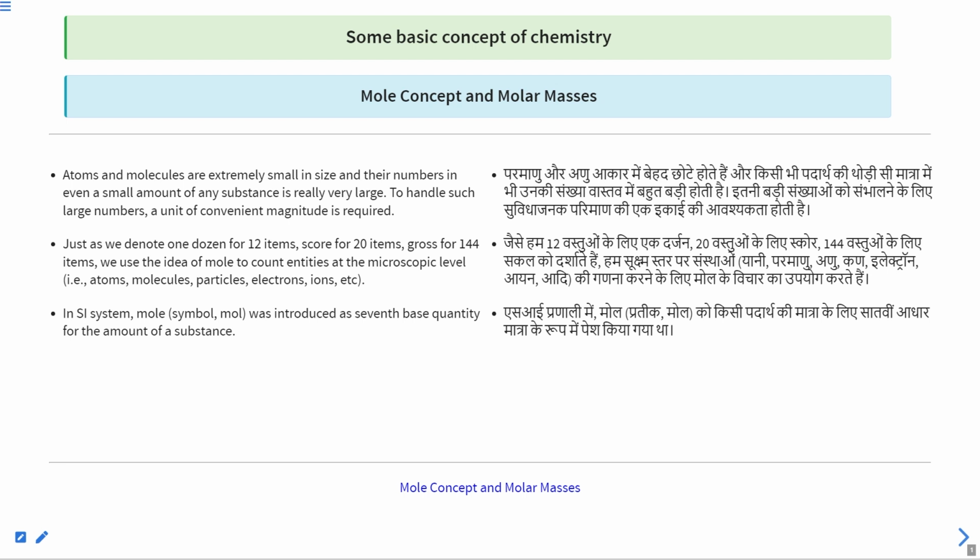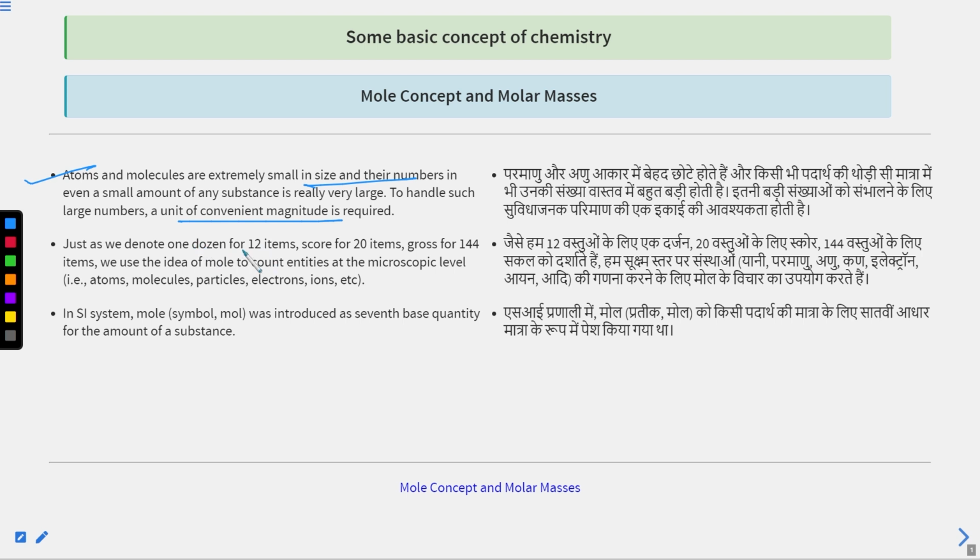So, mole concept is a very important concept, and it counts small particles. Small means microscopic particles. It gives a count to the microscopic particles. Because atoms and molecules are extremely small in size, and their numbers in even a small amount of any substance is very large, a unit of convenient magnitude is required, which is the mole.